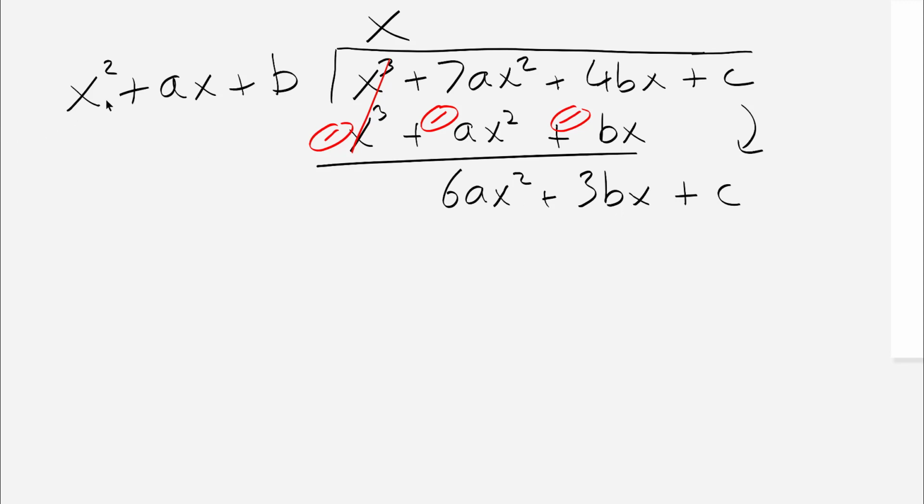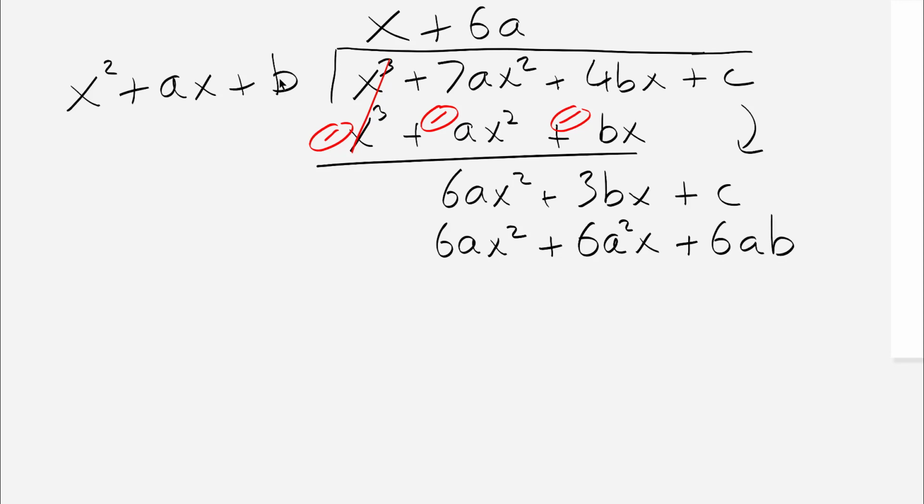So let's continue with our division. x² into 6ax², that's plus 6a. Then I'll multiply 6a by this. So 6a by x², that's 6ax². 6a by ax would be 6a²x. And then 6a by b would be 6ab. So once again, I'll draw my line and change my signs. So now we're at the stage where the division's done.